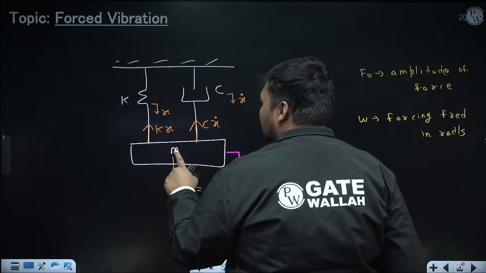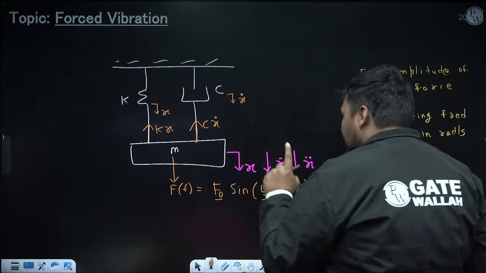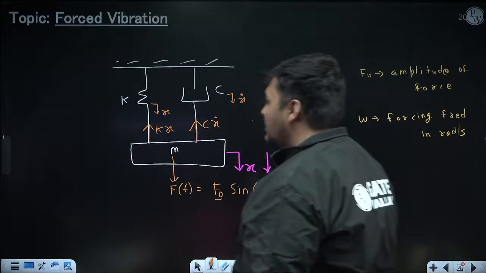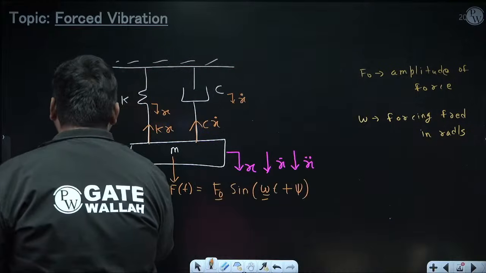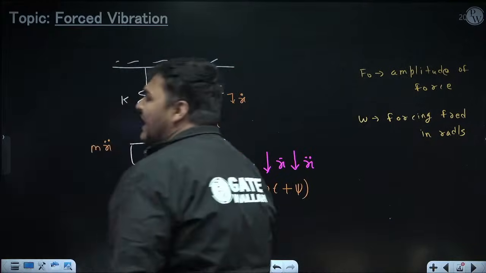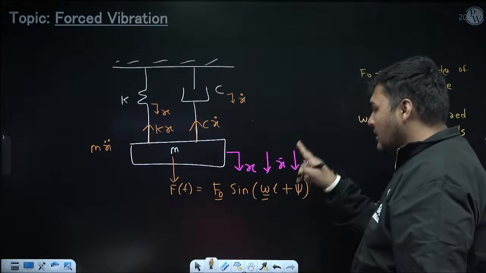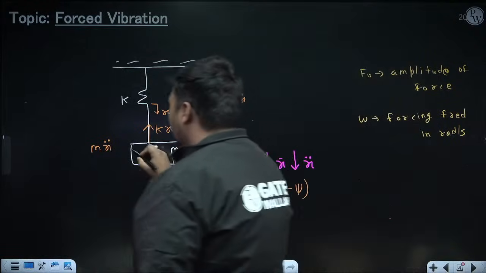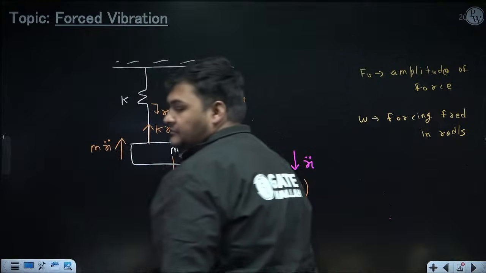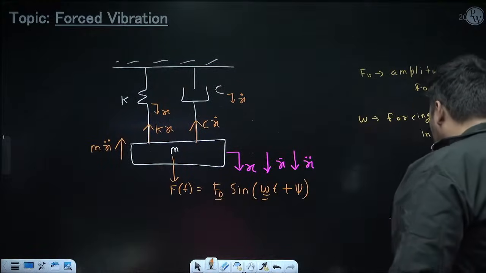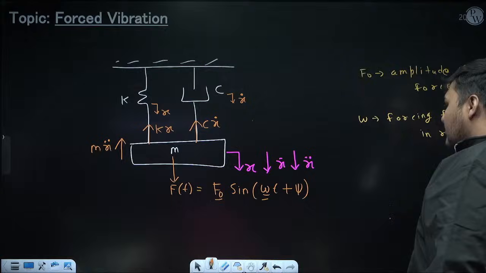The mass of this body is m. Its acceleration is x double dot. So pseudo force will be m x double dot, and its direction will be opposite to x double dot. Right now x double dot is downward, so it will be upward. Now after considering this inertia force, we can use the equation of equilibrium.